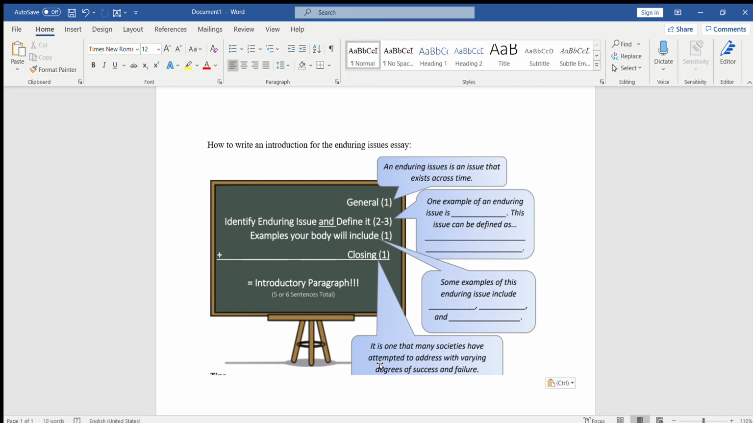Okay? So I'm going to do something similar to this for when we start the body paragraphs as well. But again, this is an example of how you can use it and then just plug different parts in.